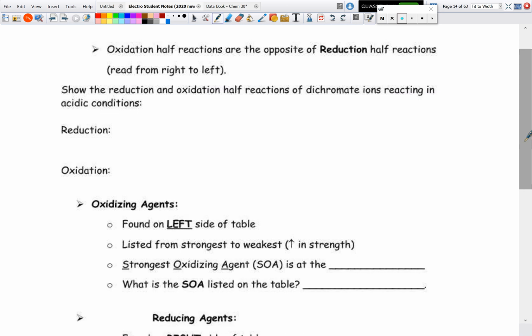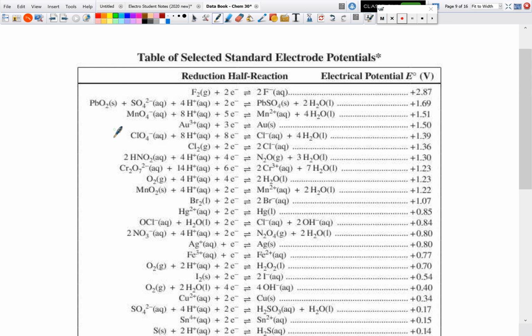So, for example, the oxidation half reactions are in the opposite direction of our reduction half reactions, so if we read it from right to left. So for example, if we wanted to show the reduction half reaction and the oxidation of dichromate ions reacting under acidic conditions, we can just pull our dichromate ions from our data booklet. It's going to take a while to get used to this one right here, the first one. So we have Cr2O7 2 minus, plus 14 H plus, plus 6 electrons, produces 2 chromium 3 plus ions and 7 H2O.